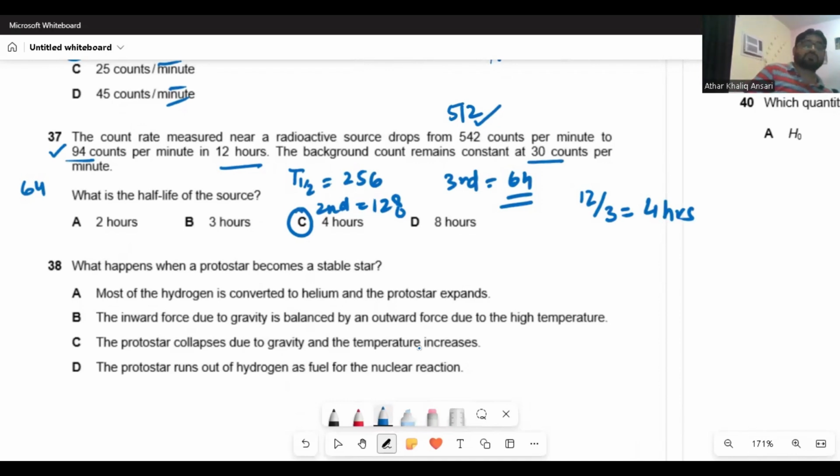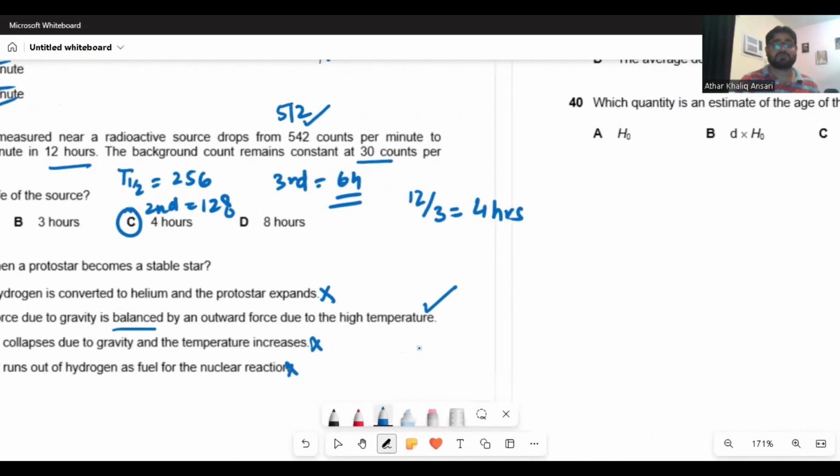What happens when a protostar becomes a stable star? Stable star means gravity is balanced. So can we simply say that most of the hydrogen converted into helium and the protostar expands? No, this is not the right choice. The inward force due to gravity is balanced by the outward force. Yes, this is true. Protostar collapses due to gravity and temperature increases. No, it's not converted into fuel. So our option B is the right choice.